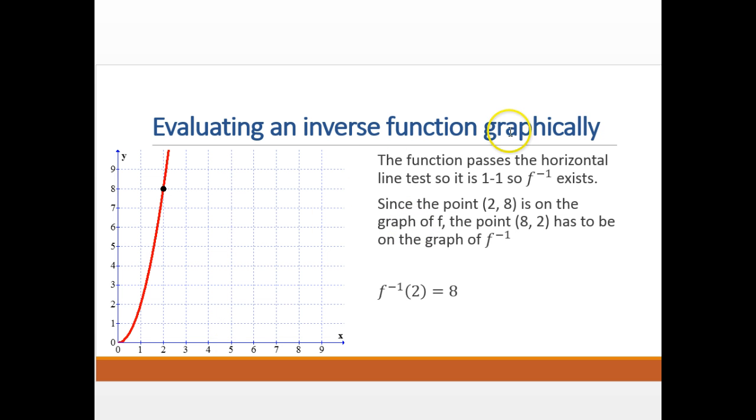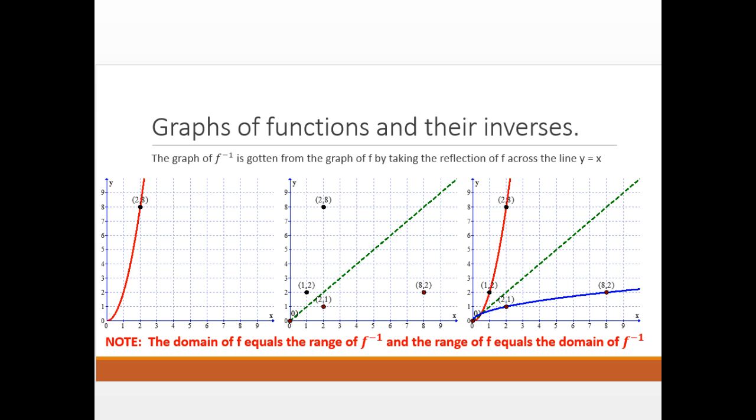Let's look at evaluating an inverse function graphically. We know this function passes the horizontal line test. And we know the point 2, 8 is on the graph of f. And so if 2, 8 is on the graph of f, that means 8, 2 has to be on the graph of f inverse. So if I were to actually make this graph, here's my original graph. Here are points on the graph: 2, 8, 1, 2, 0, 0. So that means 0, 0 is also on the other graph. It means 2, 1 is also on the other graph, and 8, 2 is on the other graph.